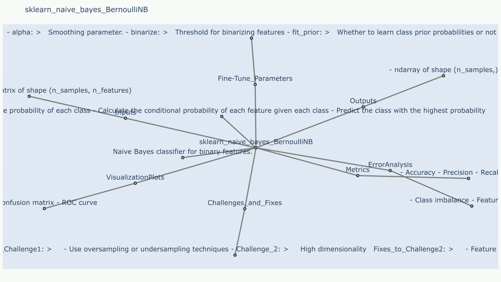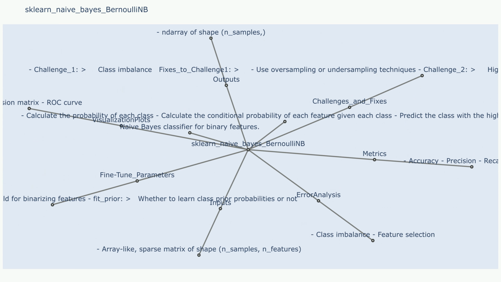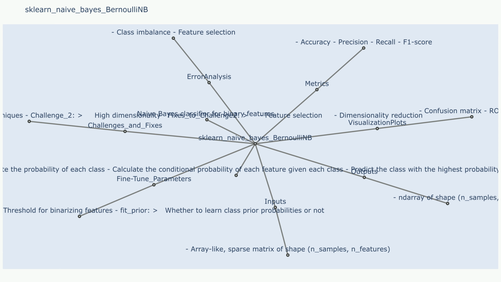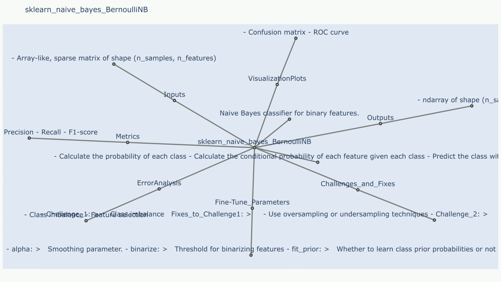Precision recall curve plots precision against recall for different classification thresholds. Fine-tune parameters. Alpha: a smoothing parameter that adds a small value to the feature probabilities to prevent zero probabilities. Binarize: a threshold for converting features to binary values. Values above the threshold are set to 1, and values below are set to 0. Fit prior: whether to learn class priors from the data or to use uniform priors.